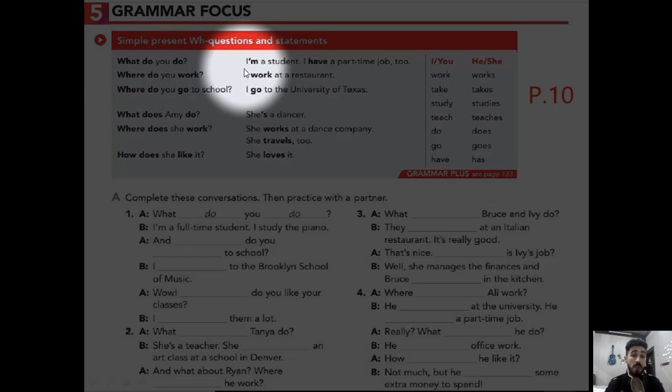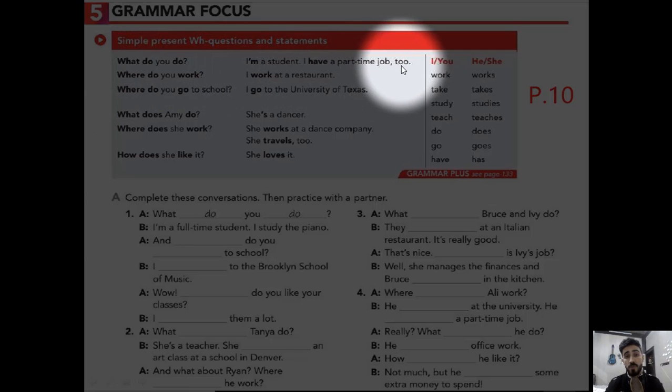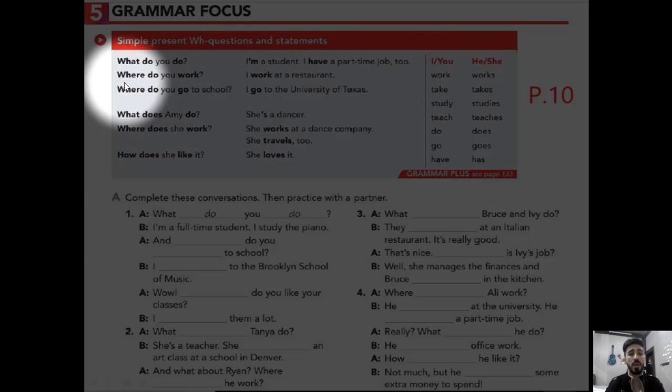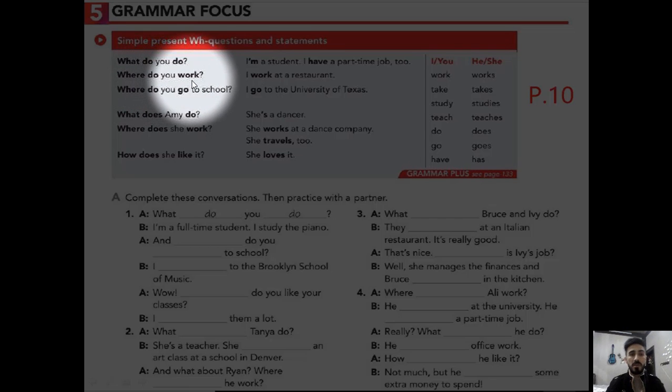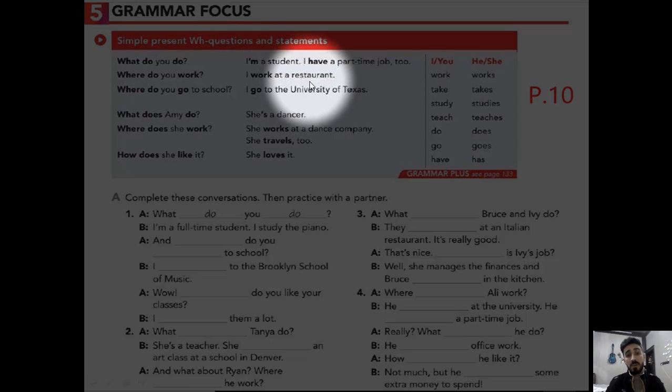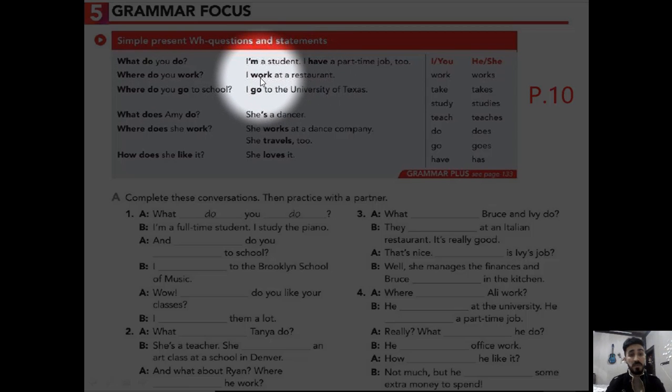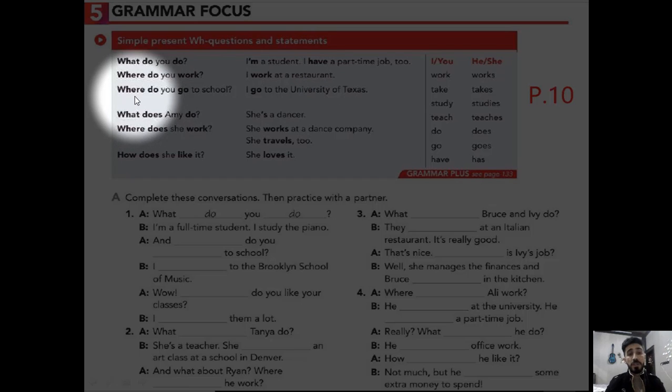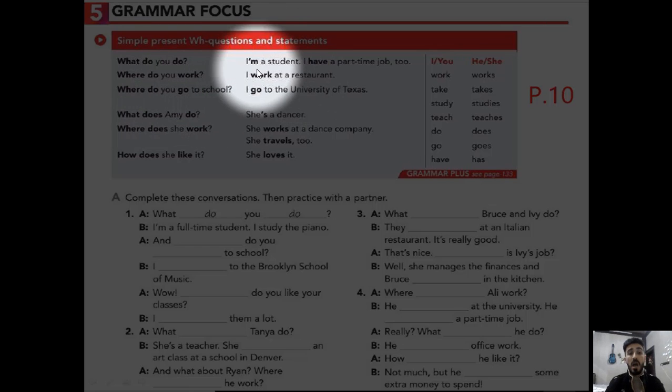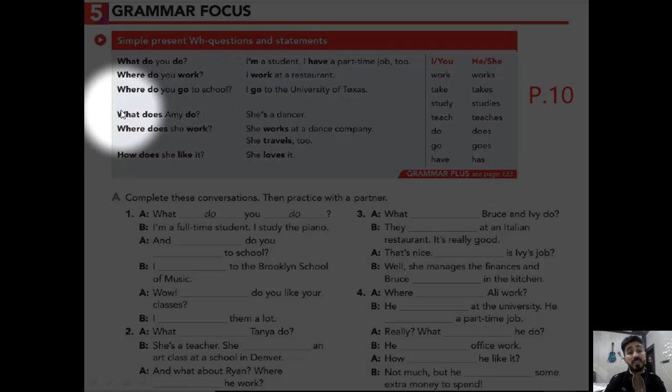The answer is, I'm a student. I have a part-time job too. The second one: where do you work? We have a WH question word, then an auxiliary verb according to the subject. Because the subject is you, we have to have do. Then work is a base. I work at a restaurant. Here we have subject plus base. And where do you go to school? This is again an interrogative present simple sentence, and the answer is, I go to the University of Texas.